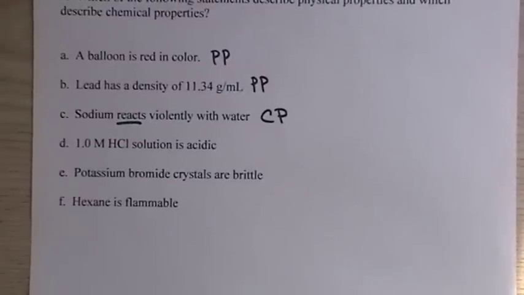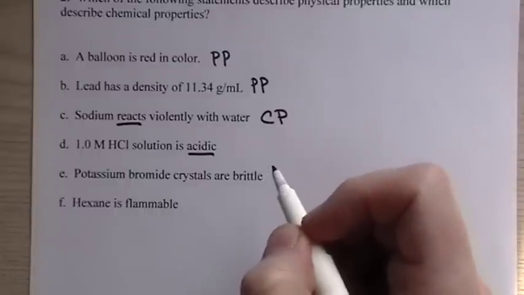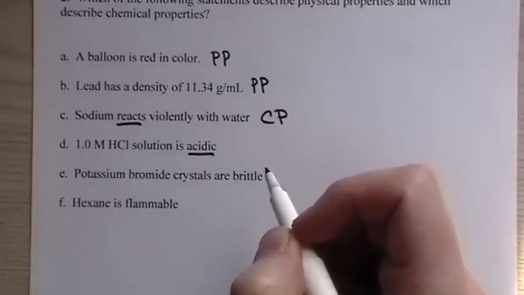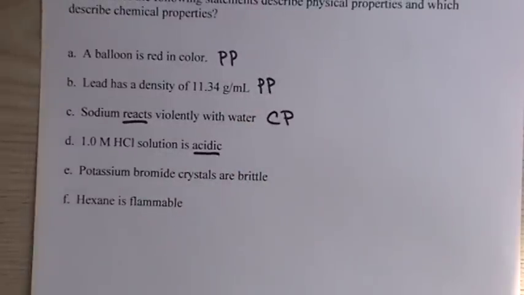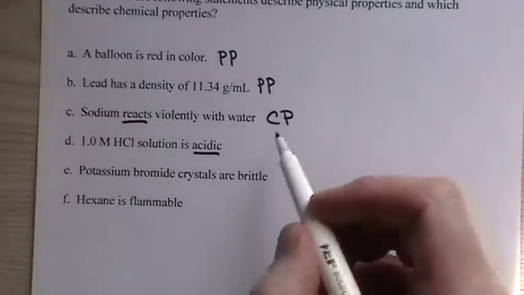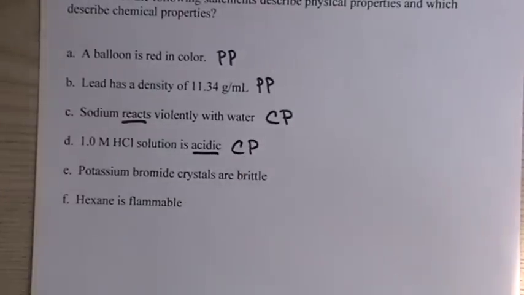1.0 molar HCl solution is acidic. Acidic is definitely a chemical property. If you had never heard of hydrochloric acid before, the only way to check if the solution is acidic is to react it with something that's a base. Put your finger in there if you wanted to. 1 molar HCl wouldn't immediately dissolve your finger. It'd probably be irritating after a while. So some chemical reaction would have to be done to determine if it's acidic, so that's a chemical property.